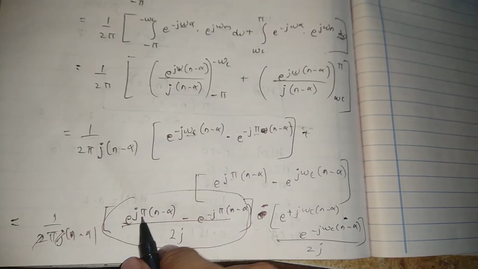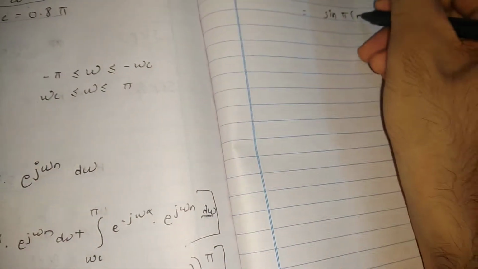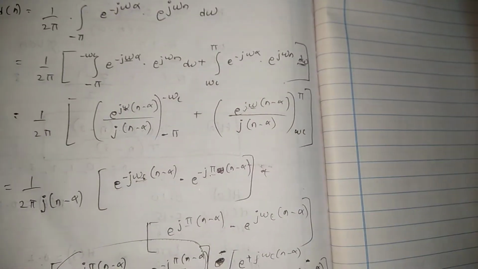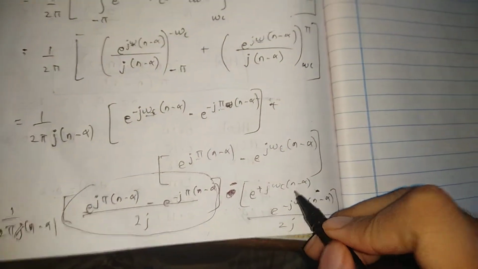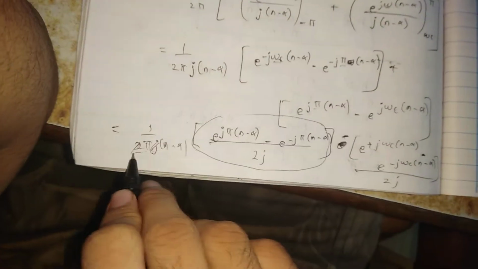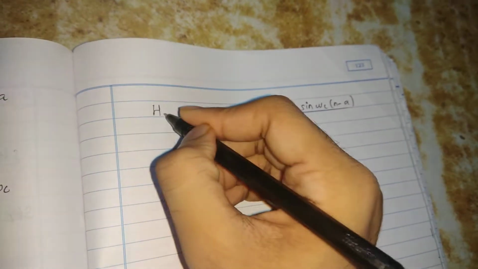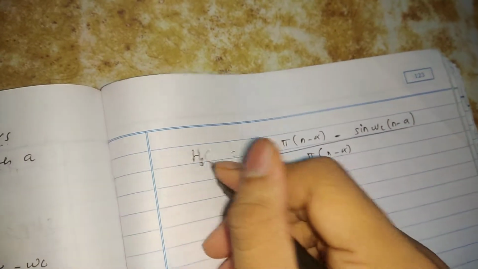So we'll write this. See, the first bracket will become sine of pi n minus alpha. See here, sine pi n minus alpha. And the second minus, you will write it over here, minus. And the second is sine of omega c n minus alpha, whole divided by pi n minus alpha. So this is the required Hd of n. This is the required Hd of n term.